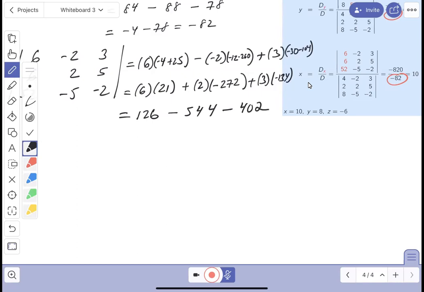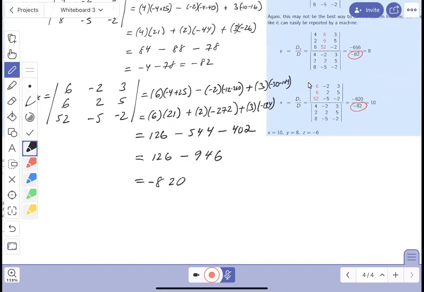Let me check that again. 300, 390, and 12. Yeah, 402. It's going to be a lot of work. 126 minus 946. I think I can do it. And what's that give me? 820, but it's minus. And that's dx.